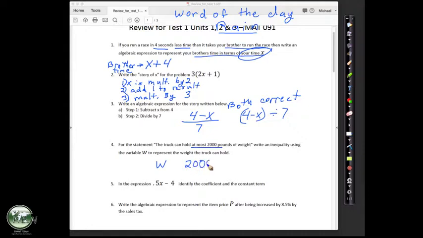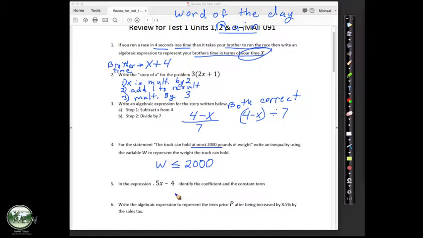Which one is bigger? The 2,000 is the most. It can't be any bigger than that. It actually should be less, otherwise you're going to break an axle, right? So the w has to be smaller than the 2,000 or equal to, right? At most means less than or equal to. It could be 2000, but nothing more, not 2001.